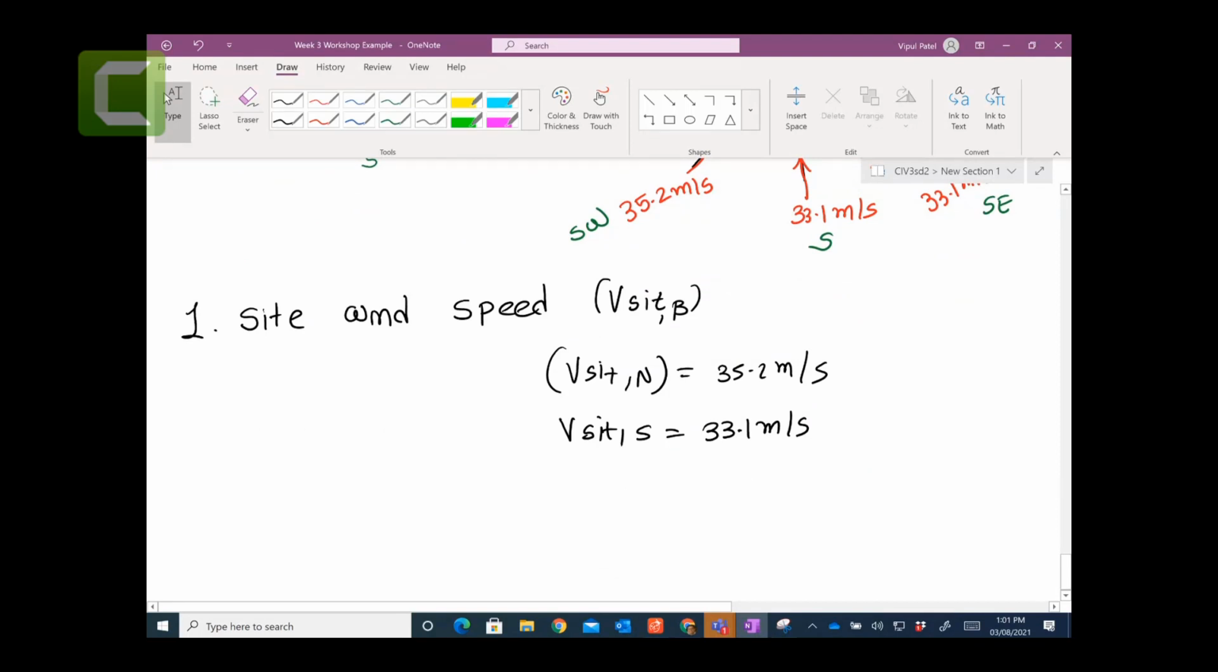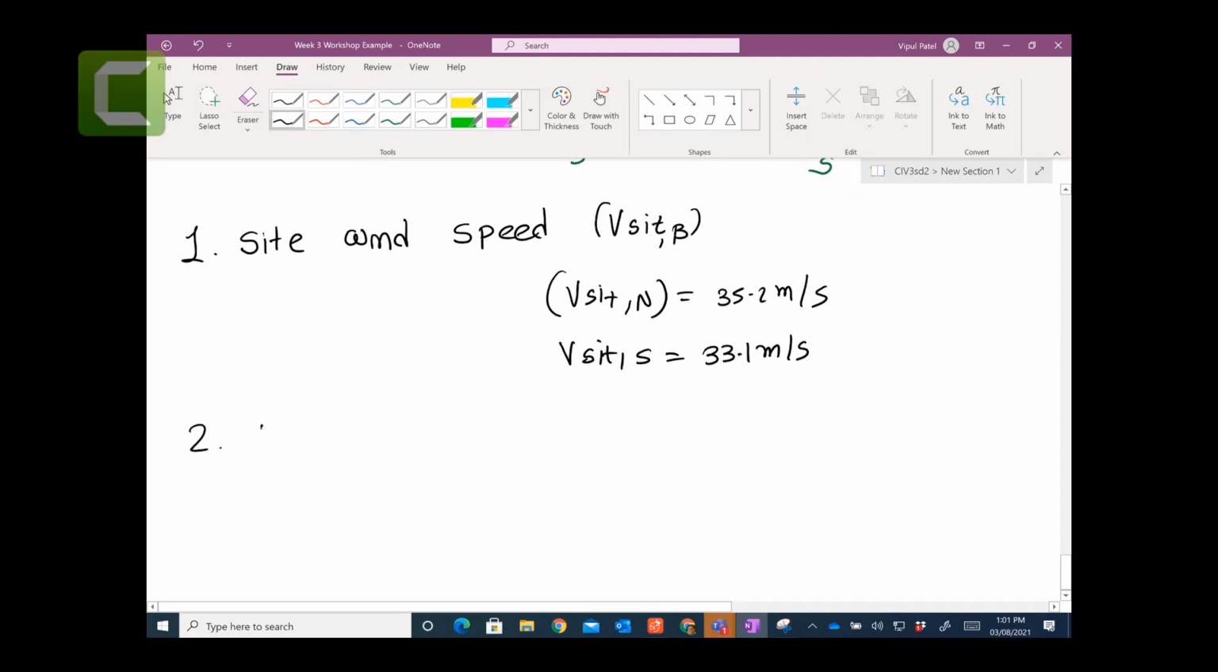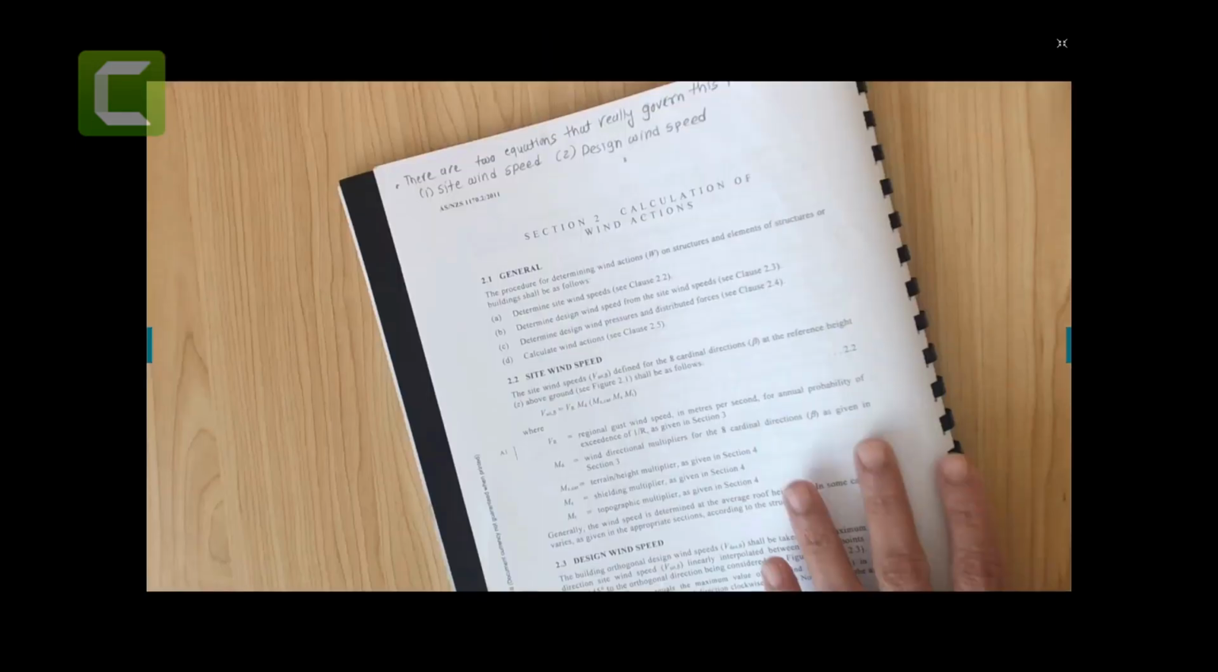Now we are going to calculate the design wind speed. Design wind speed is the name of the next parameter that we are going to calculate, and it is denoted by V design theta. Theta I will explain in a minute. Where are you going to find more information about it?